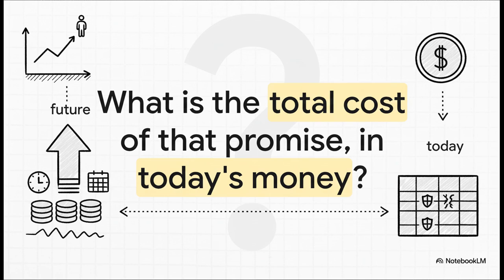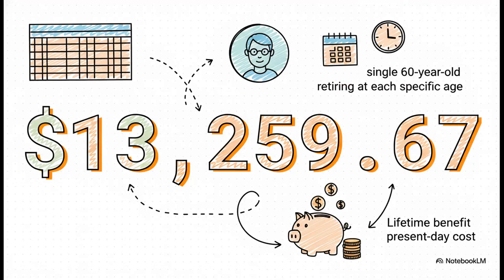A dollar that someone gets paid 20 years from now is worth less than a dollar in your pocket today, right? So what we really need is a single number that represents the value of all those potential future payments, but in today's money. So what the actuaries do is they calculate something called the expected present value, or EPV.